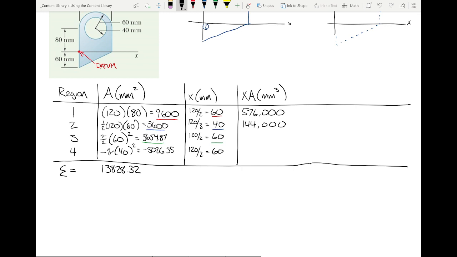56.54 times 60. Come on, somebody out there's got it. 339. There we go. 339,292.01. And the last one, what's that times that? And what was that keyword you said? Negative.